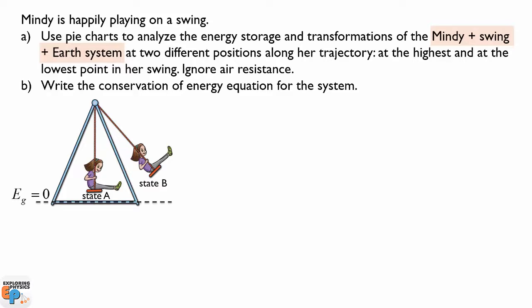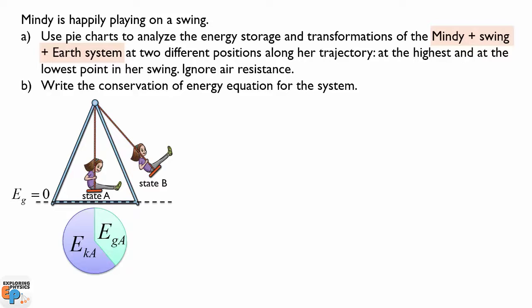When Mindy passes through the lowest point in her swing, state A, the system has both gravitational potential energy and kinetic energy. The gravitational potential energy is energy stored in the position of Mindy and the swing with respect to the ground. The kinetic energy is energy stored in the motion of Mindy and the swing. We represent the total energy at state A with a pie chart that has two slices, one for kinetic energy and one for gravitational potential energy.